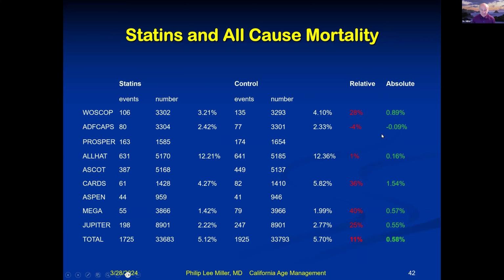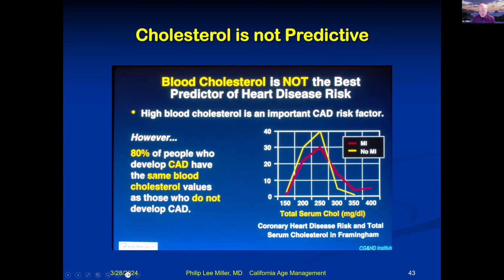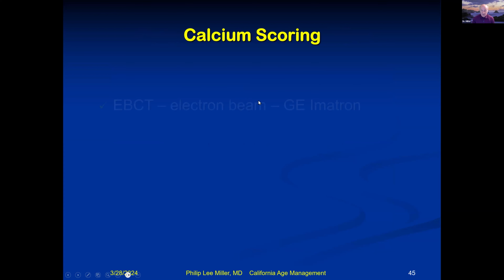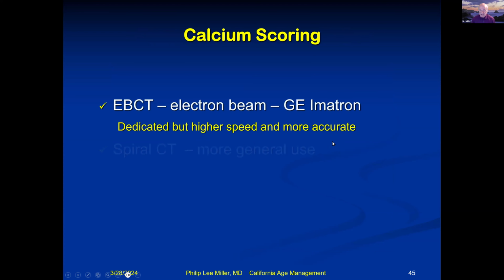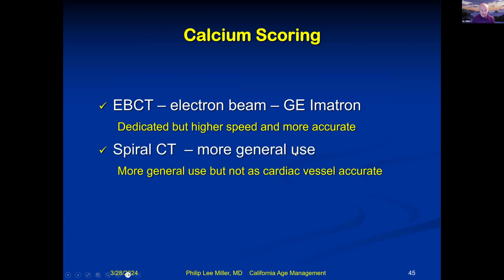Same thing here. And so Robert Superko was really big on showing that cholesterol alone is not the best predictor of heart disease. Because if you look at the Framingham study that was at least 40 years old, probably now 50 years old, you could see those that had heart attacks and those that didn't had the same cholesterol. Heart attack, no heart attack, same cholesterol. Cholesterol was not a good predictor. So we've looked at imaging, and imaging is the next phase of determining risk.